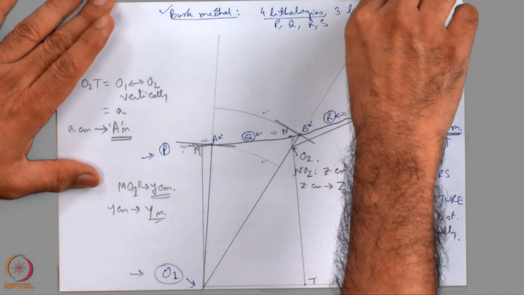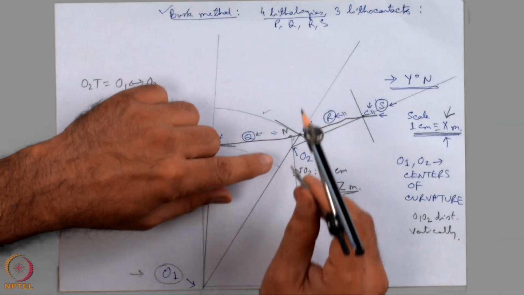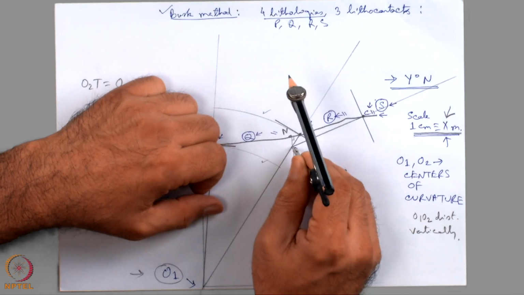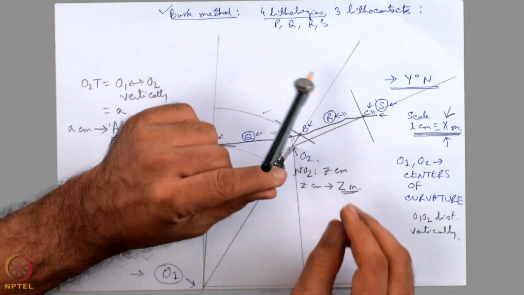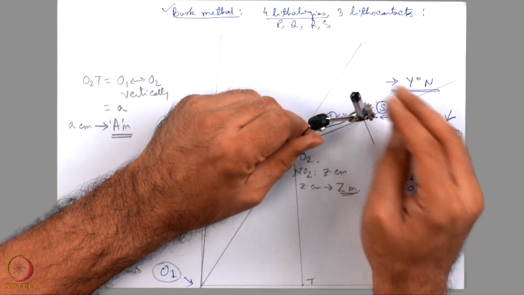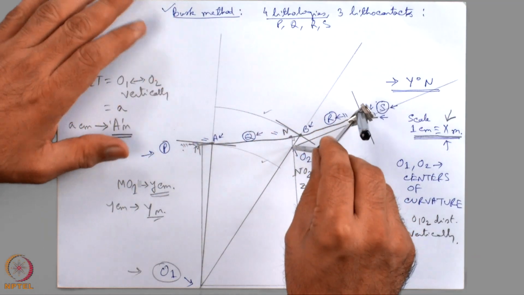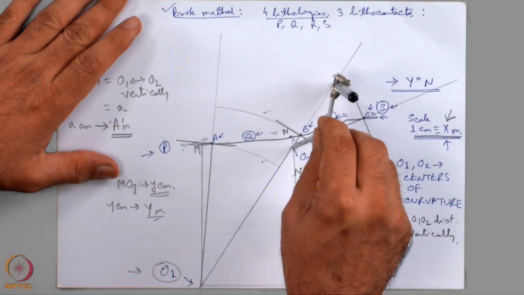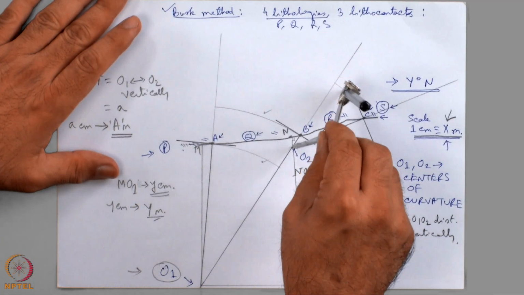Next phase, take O2 as the center of a circular arc. So, I am putting the needle of the compass at O2 and I am taking O2C as the radius and draw a circular arc, but stop over here.